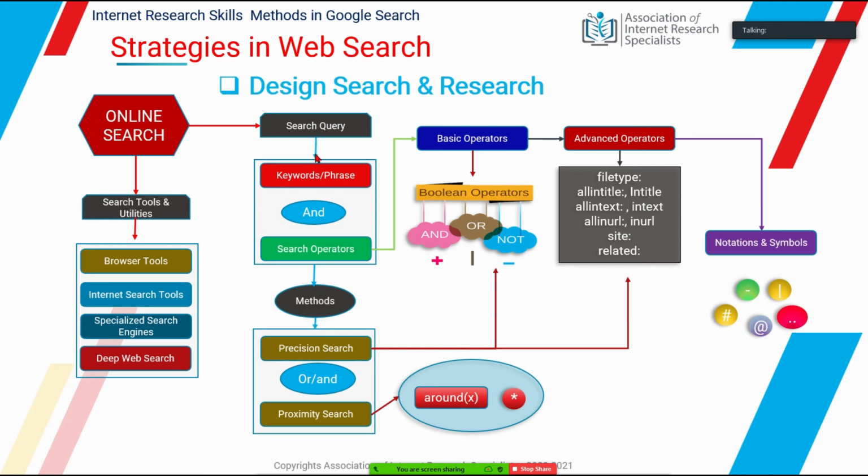The methods in creating your search queries are twofold, two types. One we call precision search. That is where we are restricting our search by creating a query that requires results that are absolutely essentially necessary for us to get. And then there is proximity search.